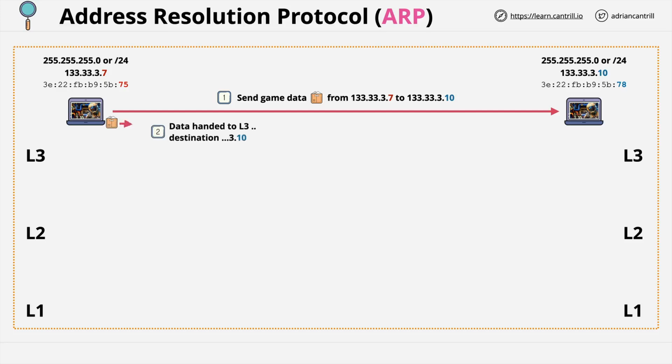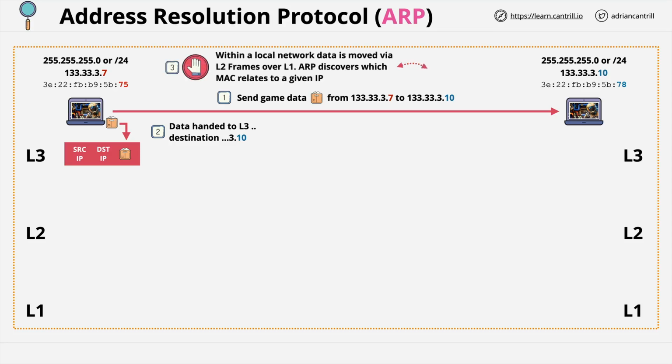So the laptop on the left takes the game data and passes it to its layer 3, which creates a packet. This packet has its IP address as the source and the right laptop as the destination, so 133.33.3.10. But now we need a way of being able to generate a frame to put that packet in for transmission. We need the MAC address of the right laptop. This is what ARP, or the Address Resolution Protocol, does for us. It's a process which runs between layer 2 and layer 3.